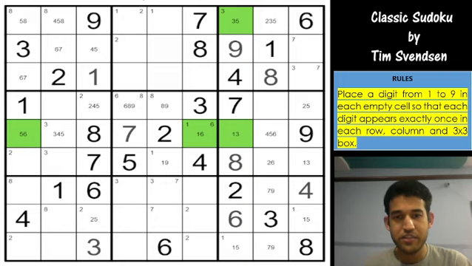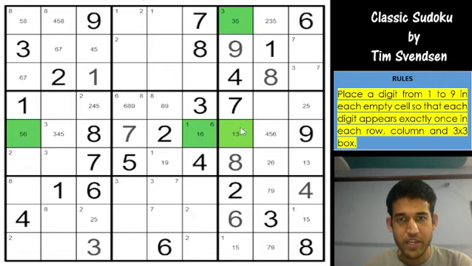So an XY chain is basically formed out of bi-value candidates, and it need not be restricted to actually 4 cells. It can even extend to 7, 8 or more than 7, 8 cells also. So in this case, you will see that we have an XY chain. And how do I say that this is an XY chain? Because there are a few characteristics that you can essentially see in an XY chain.